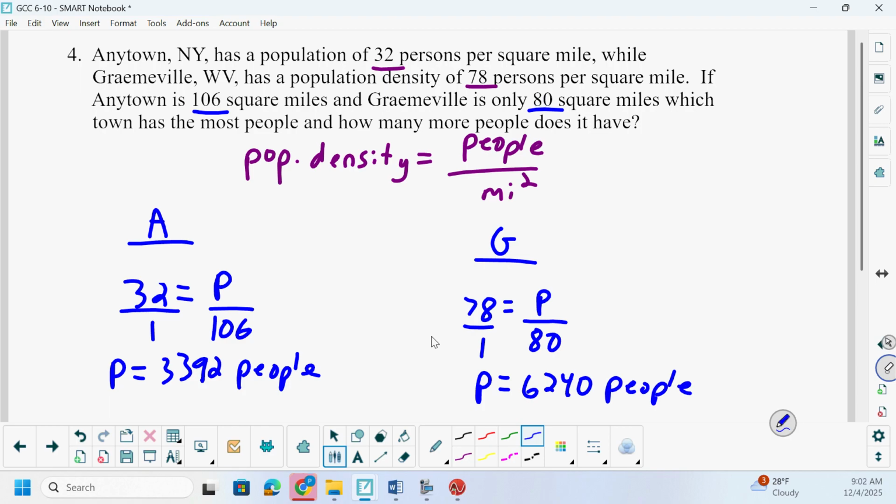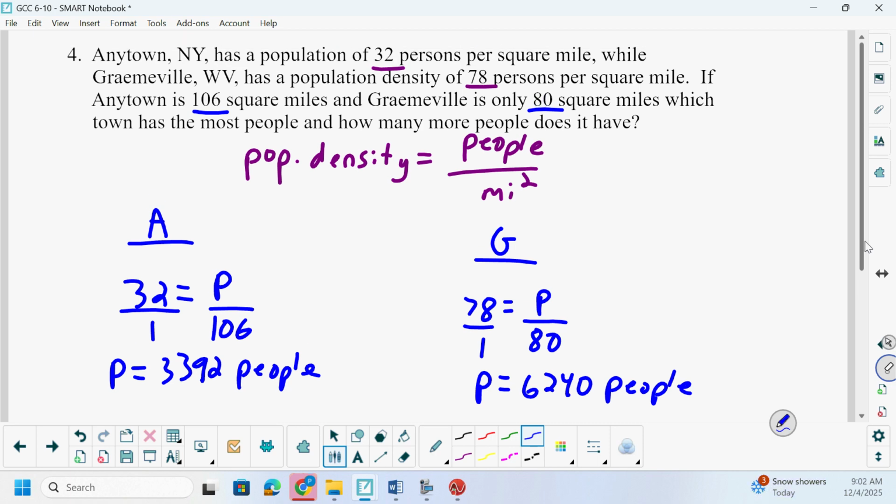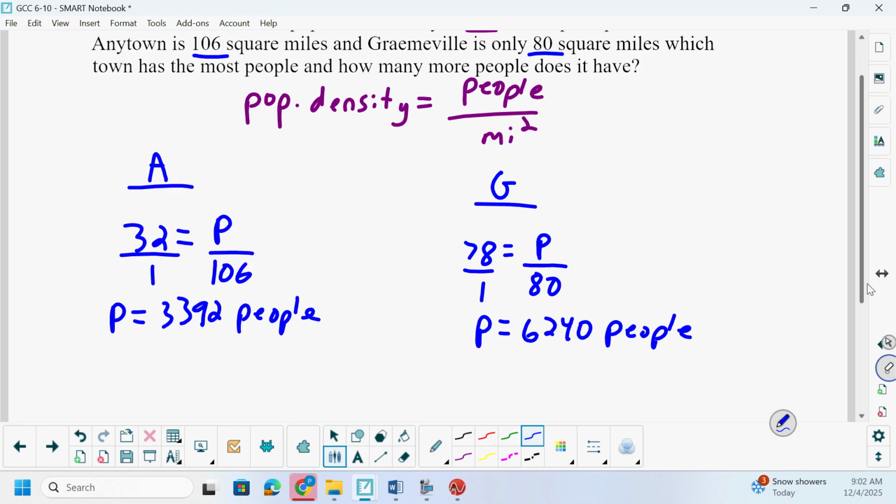So the question, though, asked for which town has the most people and how many more. So I guess Grahamville is how we would pronounce that. So it looks like Grahamville has more, but to find how many more, we can find the difference. So we'll take that 6240 minus 3392. And for that, we get 2848 people.